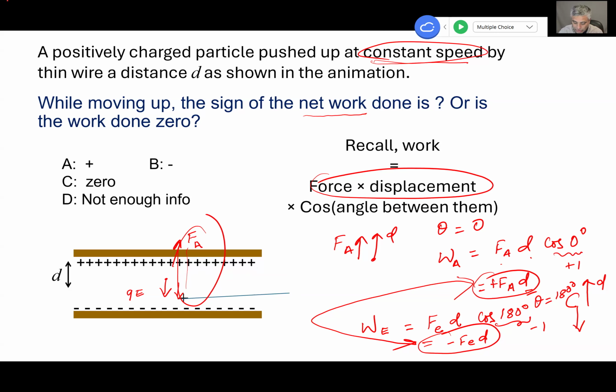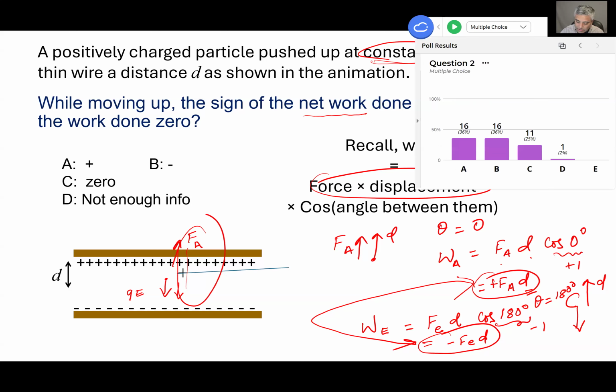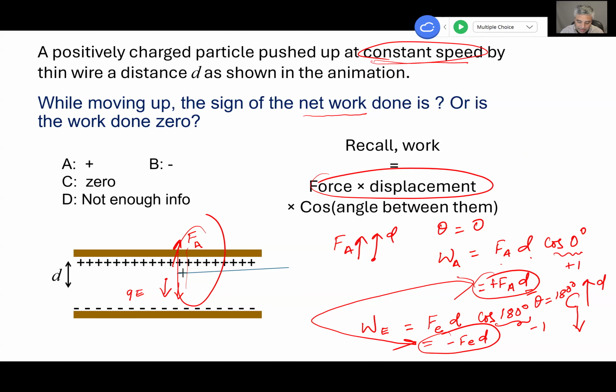Okay, so that means the correct answer would be, in this case, what? Different from what most of you thought, okay? In this case, it's 0. So positive and negative were equal.